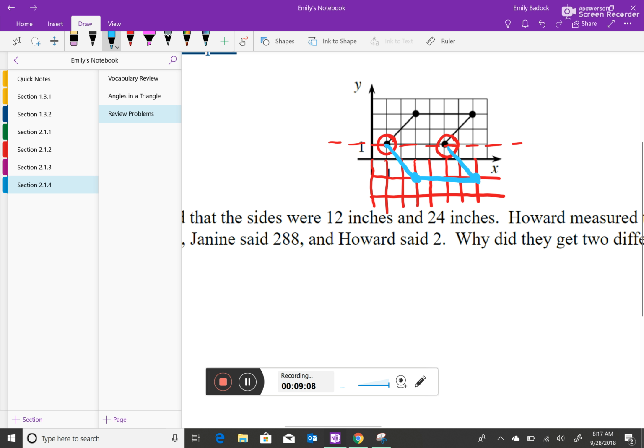And it wants to know the vertices for those. So this point right here is going to be 3, -1. So we'll call that one A. And then B is 7, -1. So that's all they're asking for right there. That's just reflecting over a line, and that is it.